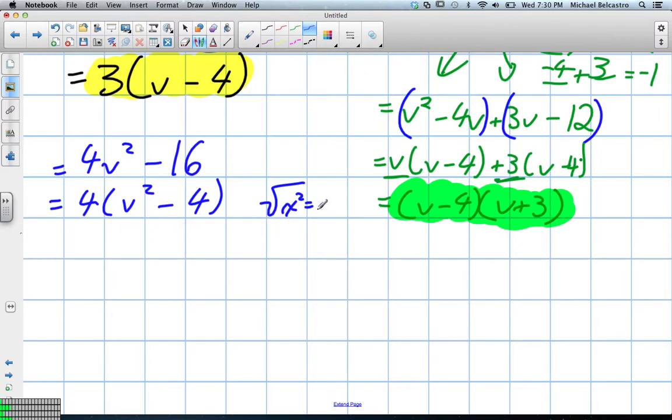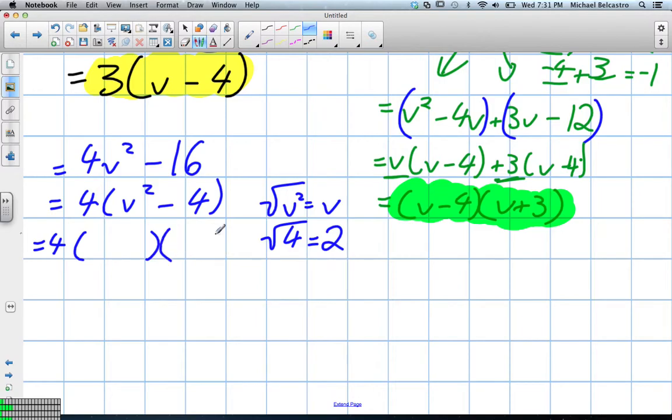Okay, well, it'll just be x, because x times x is x squared. In this case, it's a v, so we change the letter to a v. Okay? So the square root of v squared is v. And what would the square root of 4 be? 2. Okay? So what that means is a difference of squares is factored this way.